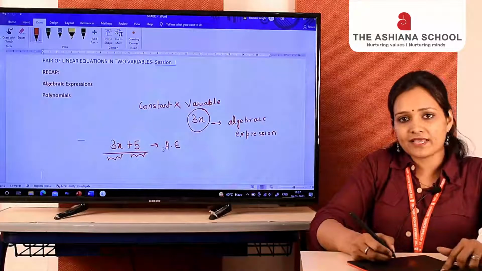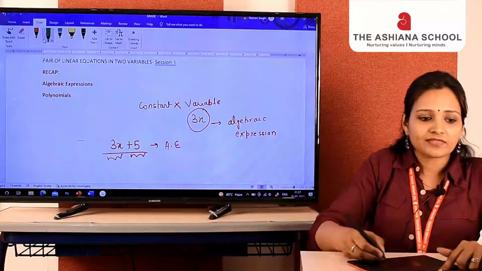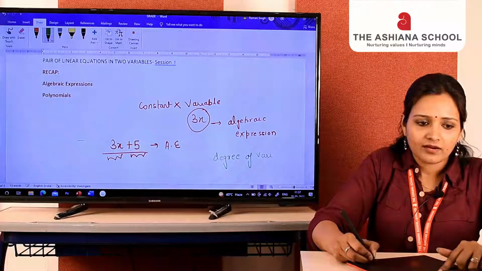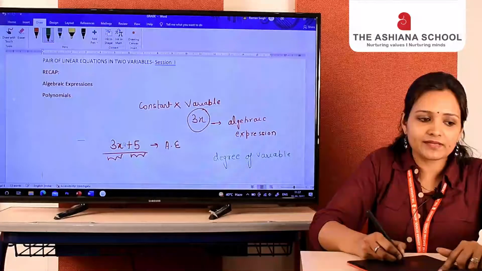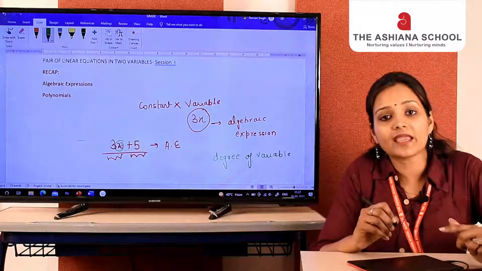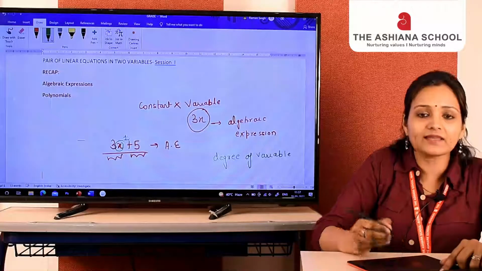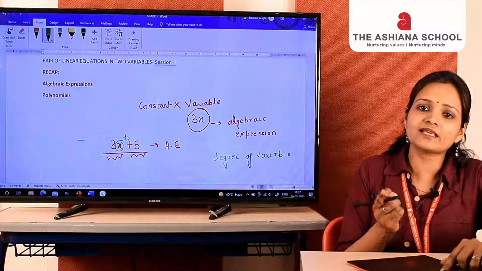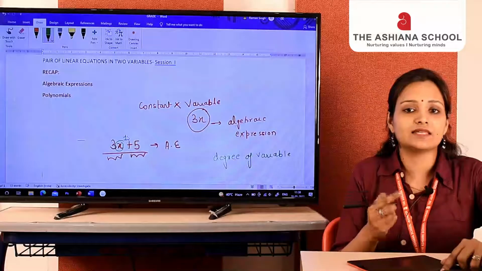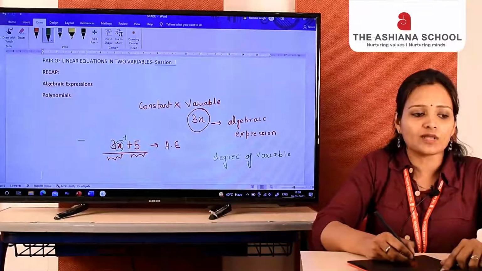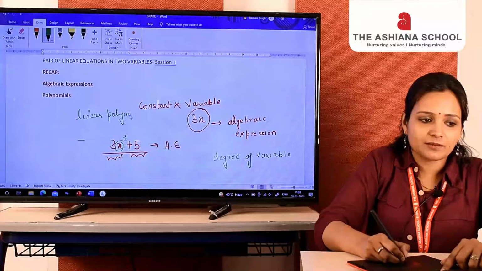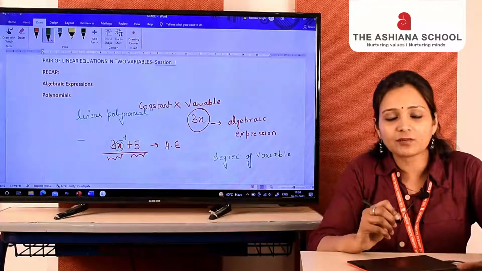Now in this algebraic expression, we can see that the degree of the variable, what is the variable here? Variable here is x. Degree refers to the power or the exponent of x, which is 1 here. Since the degree of the variable is 1, this can be termed as linear. You can call it a linear expression. You can also call it a linear polynomial.